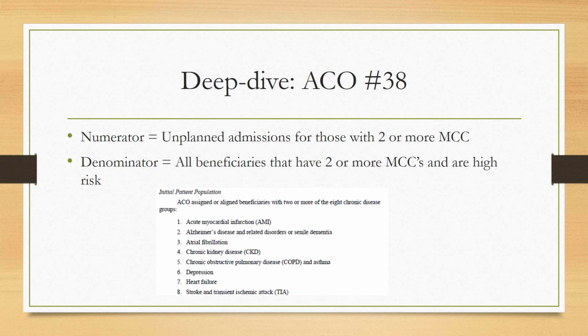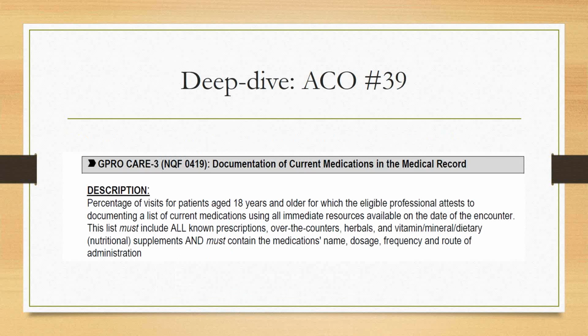There's 8 different chronic disease states that they're looking at. So acute MI, Alzheimer's or some type of a dementia state, atrial fib, chronic kidney disease, chronic obstructive pulmonary disease or asthma, depression, heart failure, strokes or TIAs. So if we have patients that have a diagnosis code with at least 2 of these with an unplanned admission, that would be your numerator. Denominator, of course, would be looking at all of the beneficiaries across the board that have at least 2 or more of these. So if you can move to the next one.